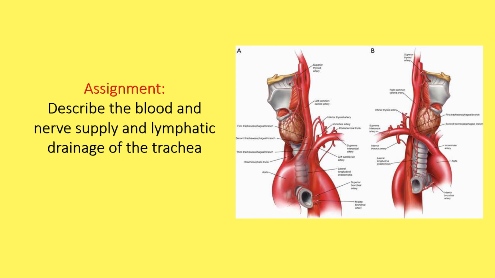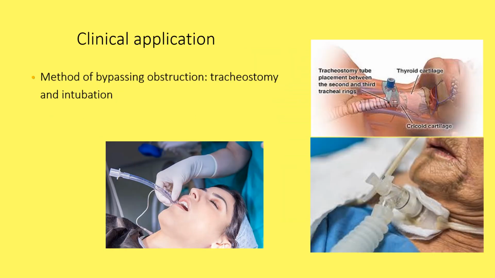Another assignment for you: try to describe the blood and nerve supply of the trachea and the lymphatic drainage of the trachea. You will notice that the blood supply divides the trachea into the upper two-thirds and the lower one-third.